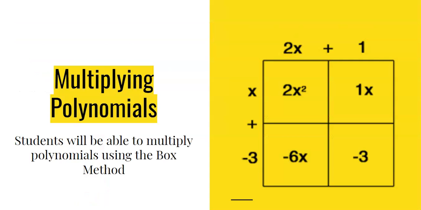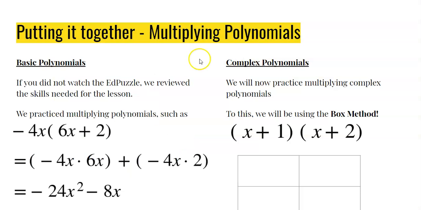Into the actual lesson, we're going to go into multiplying polynomials and use the box method when we're multiplying two binomials together. Binomials are just two-termed polynomials. Before, in day 1, we went over basic polynomials. If you didn't watch the Edpuzzle from there, make sure you watch it because we reviewed it. Basically that was just when you're multiplying a monomial, a one-term expression, by a binomial, a two-term expression. So something that looks like this generally.